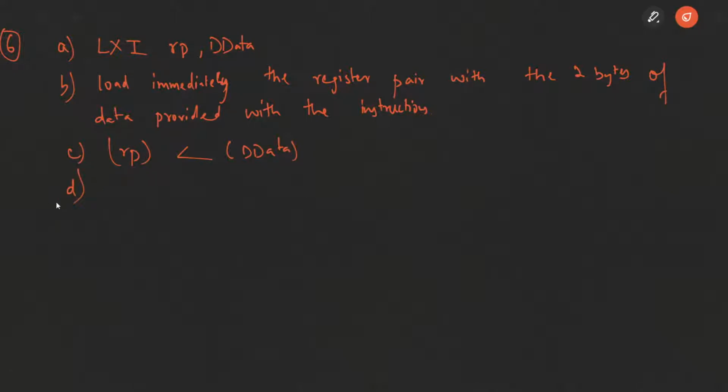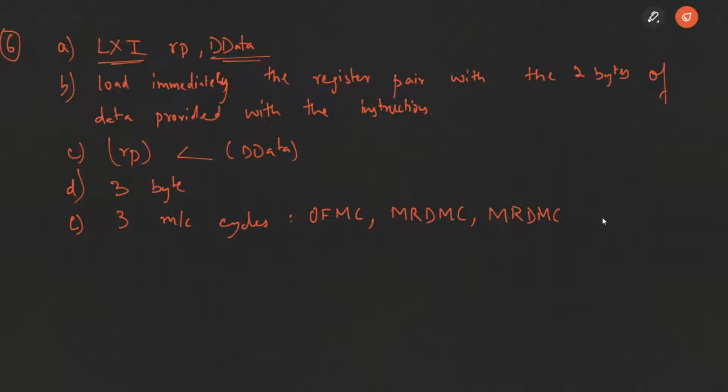So how many bytes of instruction will this be? The opcode will consume 1 byte, and since 2 bytes of data are provided here, it will be a 3-byte instruction. Machine cycles, you'll be having 3 machine cycles. What will be the 3 machine cycles? You have the opcode fetch machine cycle. Fine. You have to read 2 bytes of data. A machine cycle can read only 1 byte of data at a time. So you'll be having 2 machine cycles.